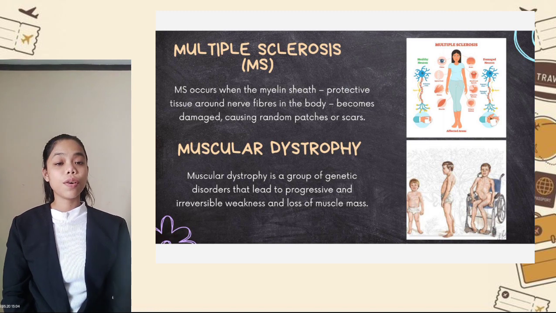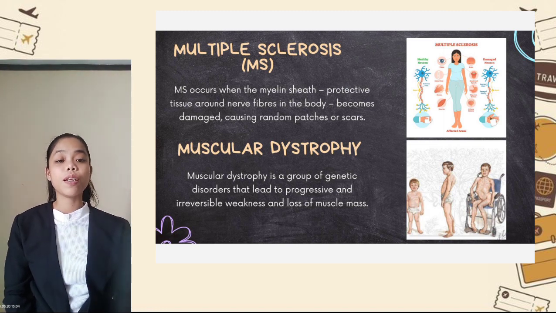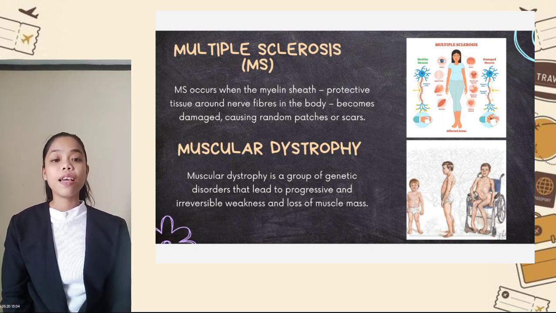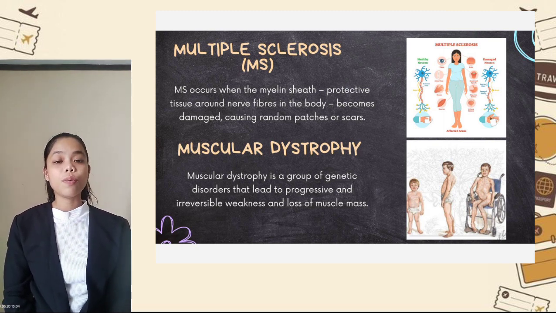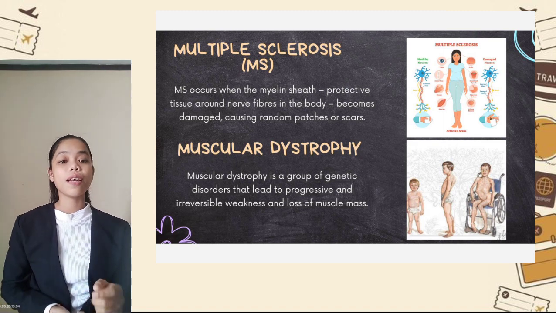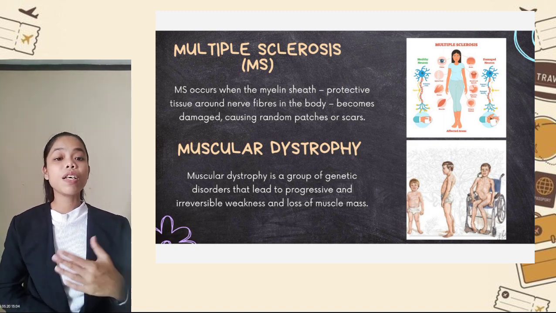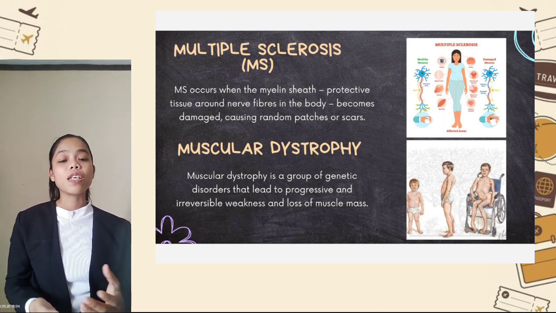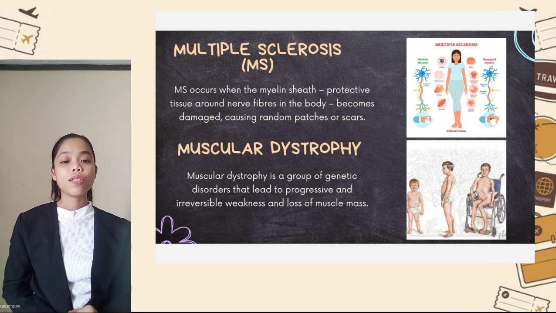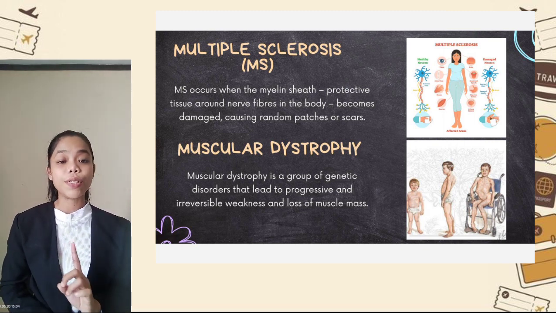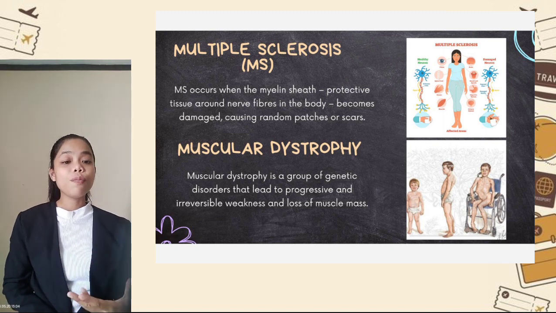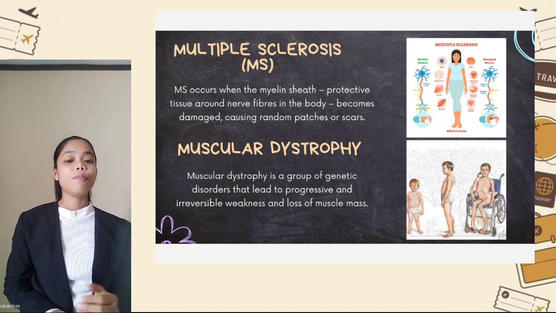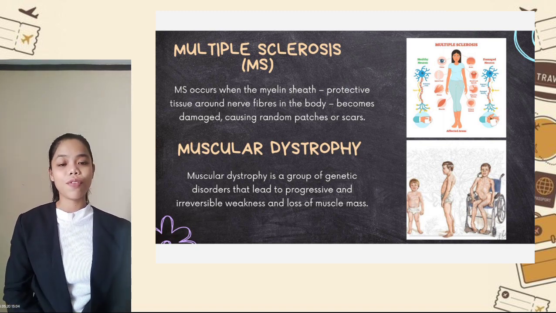Multiple sclerosis or MS. So MS occurs when the myelin sheath, a protective tissue around nerve fibers in the body, becomes damaged, causing random patches or scars. So the scars can interfere with messages sent through the central nervous system, affecting the brain, optic nerves, and spinal cord. So the symptoms of MS are very varied but can include fatigue, loss of motor control, tingling, numbness, visual disturbances, memory loss, depression, and cognitive difficulties.